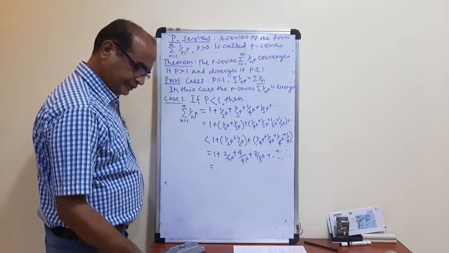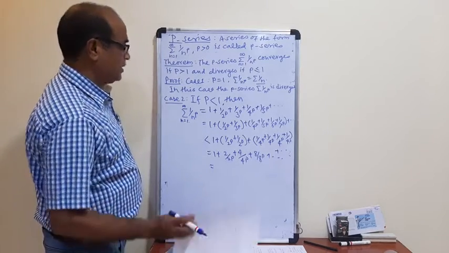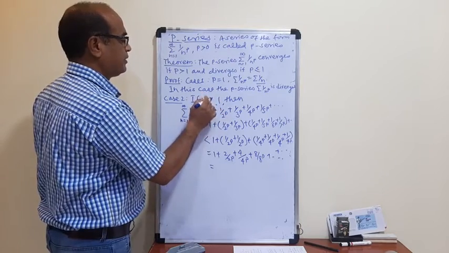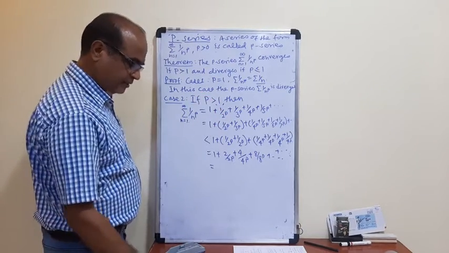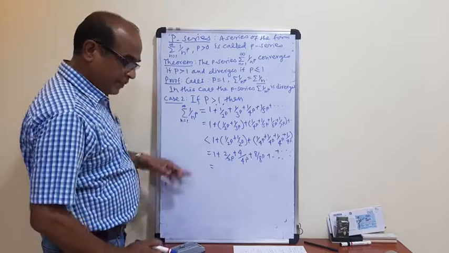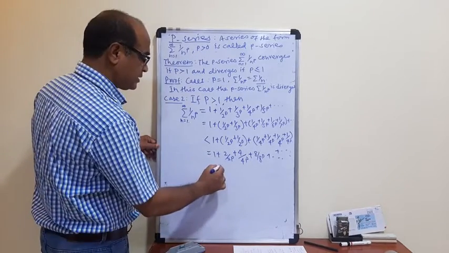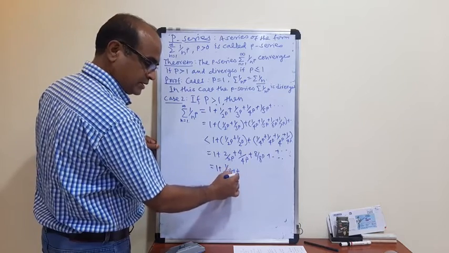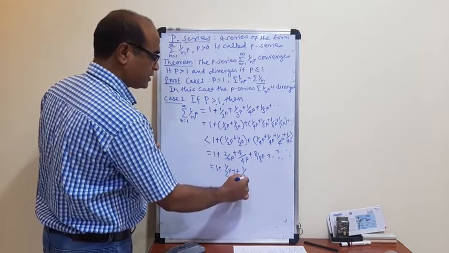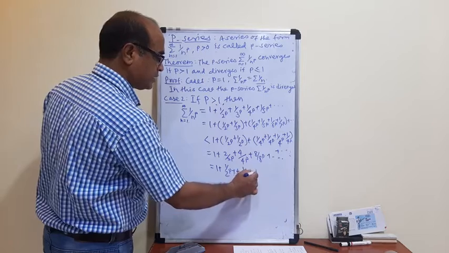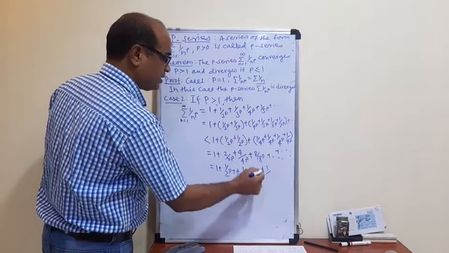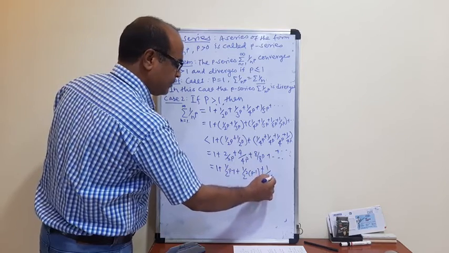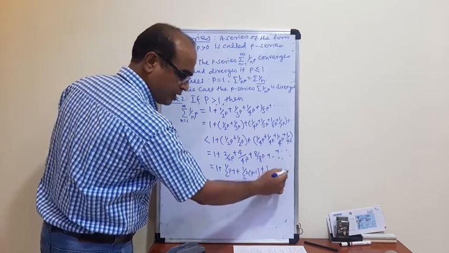So if P is greater than or equal to 1, so this is the series here. What happened here? So this is 1 plus 1 upon 2 raised to P minus 1, plus 1 upon 2 raised to 2 into bracket P minus 1, plus 1 upon, so this can be written as, this is very simple, 3 into P minus 1 and so on.